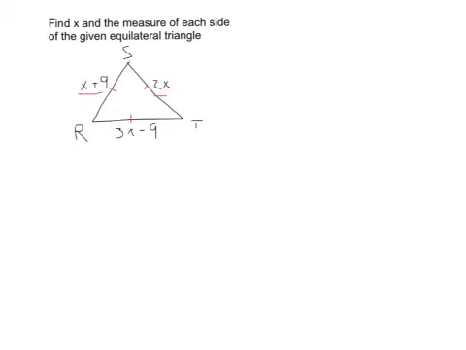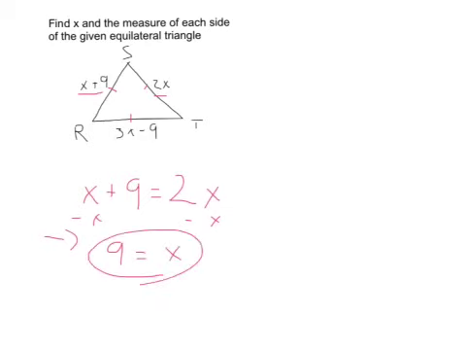So I can write x plus 9 is equal to 2x. And if I solve for this here, I could subtract x from both sides. That'll give me 9 equals x. And I've solved for my one variable. Now if I want to solve for the missing sides here, since the only variable in these is x, all I have to do is plug in my x here for all the x's up here. So I'm going to go ahead and do that.